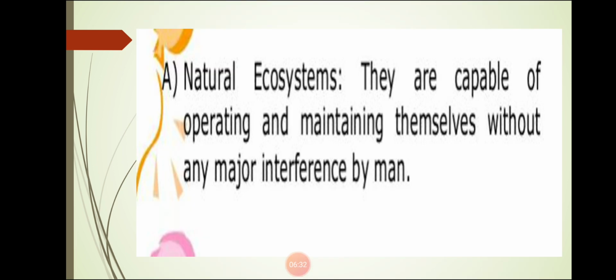Natural ecosystems are capable of operating and maintaining themselves without any major interference by man. That means they are natural, not interfered with by man. They are capable of operating and maintaining themselves. There will be no involvement of any human beings in a natural ecosystem.